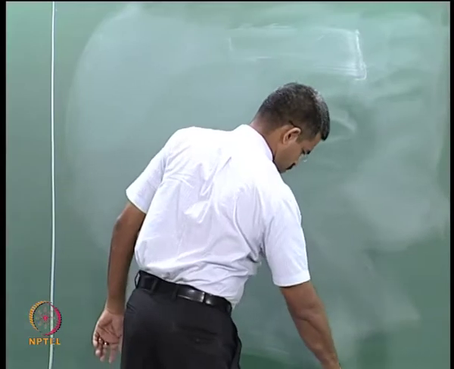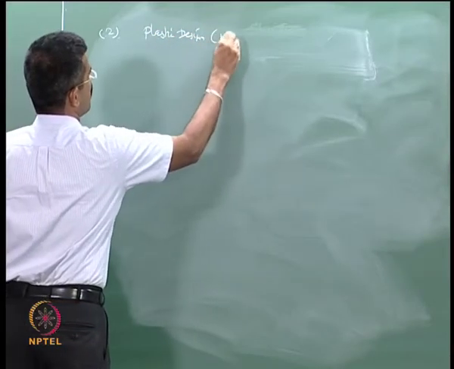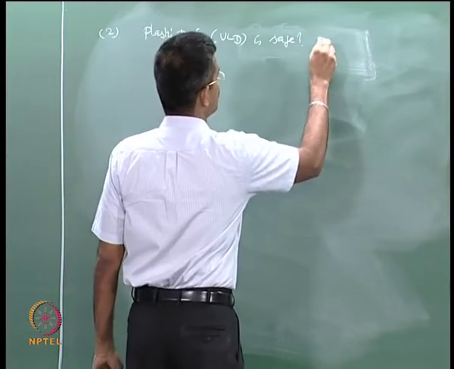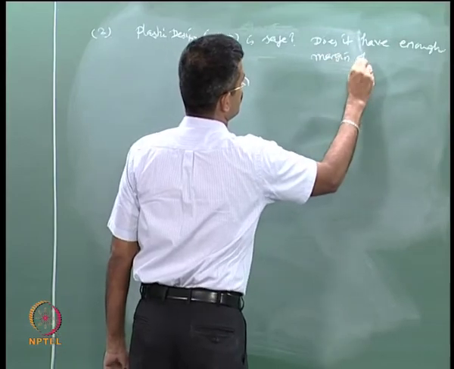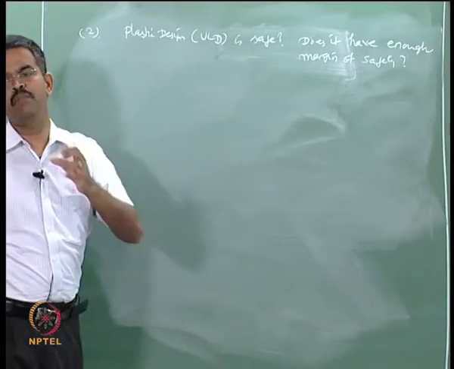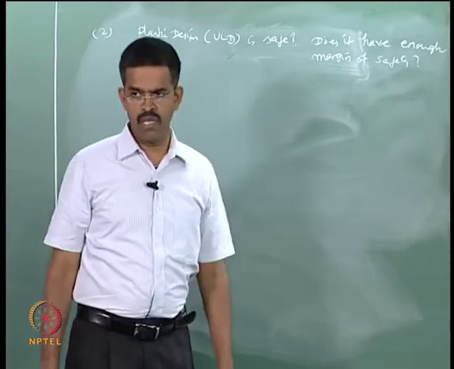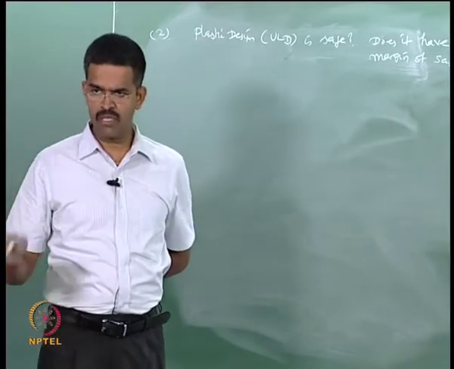Having said this, it is a very interesting question asked, whether the plastic design or ultimate load design is safe. It means whether it has enough margin of safety. I asked this question in the beginning. Why is this question a concern? This question is a concern because in ultimate load design, or in ULS, ultimate limit state design principles, we are utilizing the reserve strength of the material till the ultimate strength of the material. So any increase in the load will have a tendency to cause failure to the structure, because the material will fail beyond that point.